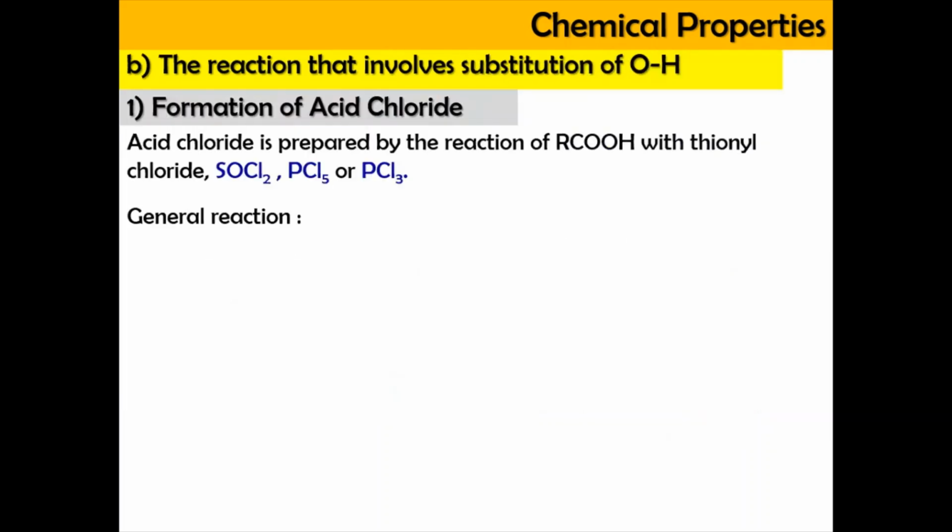Okay, now we move on to the B type of the reaction, which is the reaction that involves substitution of the OH group.